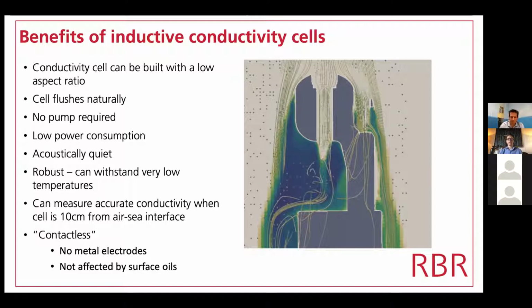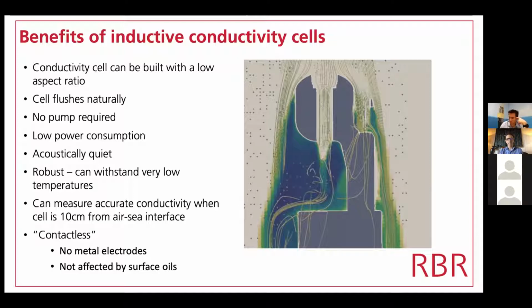Of course, it's an inductive cell, so it really is producing an electric field around the conductivity cell, or the inductive cell. Therefore, it does need the water for that conduit to occur. But no damage happens to the cell if it's operational and it comes out of the water. It's just that accuracy is retained up to about 10 centimeters from the air-sea interface.